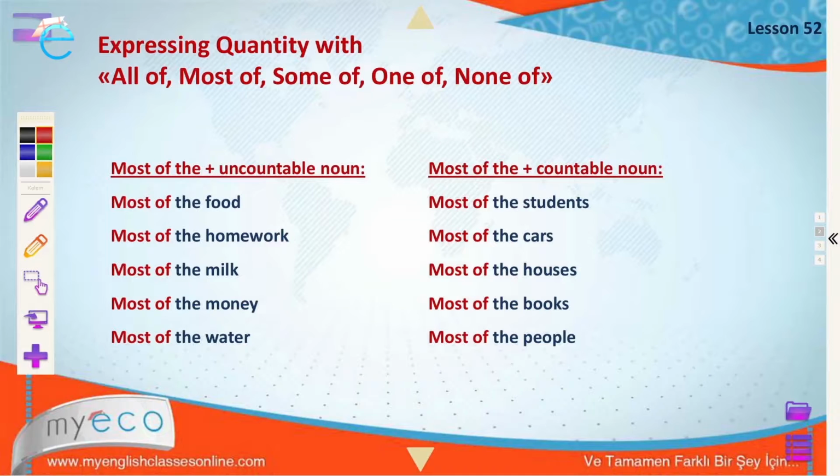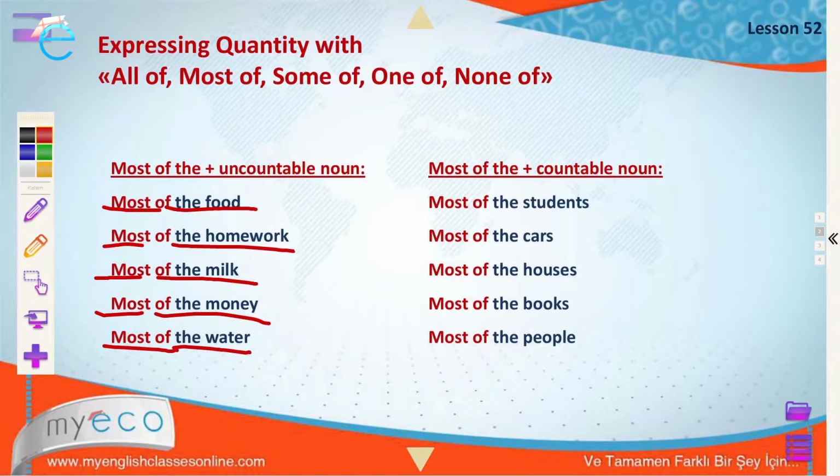And most of is maybe 90% or 80%. Anything over 50%. Most of the food. Most of the homework. And these are uncountable. We cannot count food. We can't say one food, two food, three food. It's just the food. And most of the milk. And again, we cannot count milk, so it is uncountable. Most of the money. Most of the water.